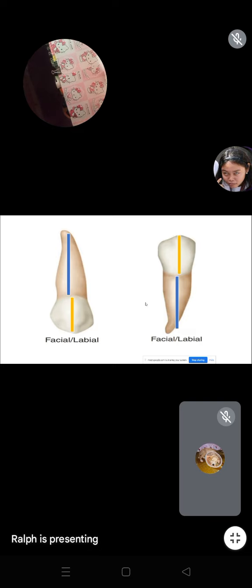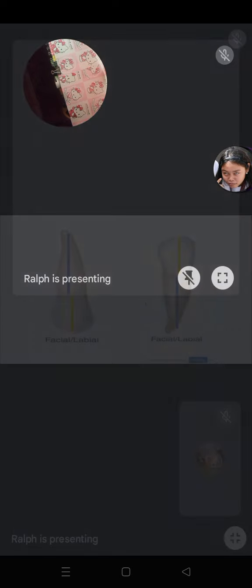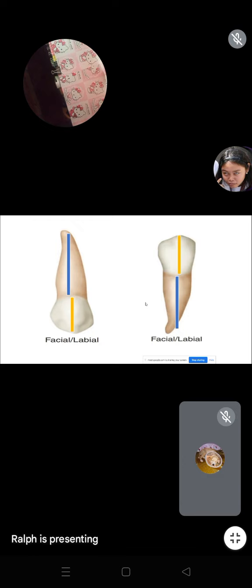Longest root, maxillary canine, you can even palpate it. You know the ala of the nose? The sides of your nose. Look at the camera for those who can see my camera. The ala of the nose, the sides of your nose. Palpate that. You can feel the apex of the canine. The root of the canine is very prominent, forming a canine eminence. Do you understand this? Can I proceed to my next slide? Any other question?